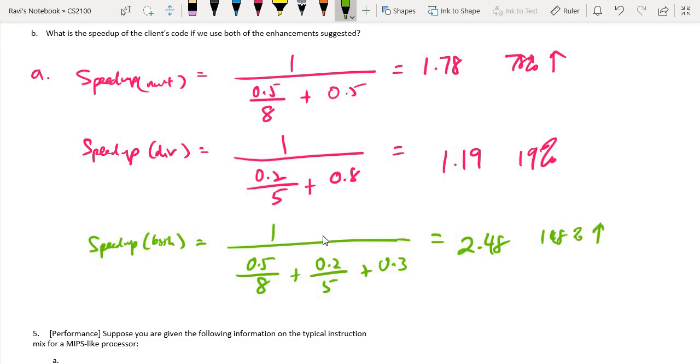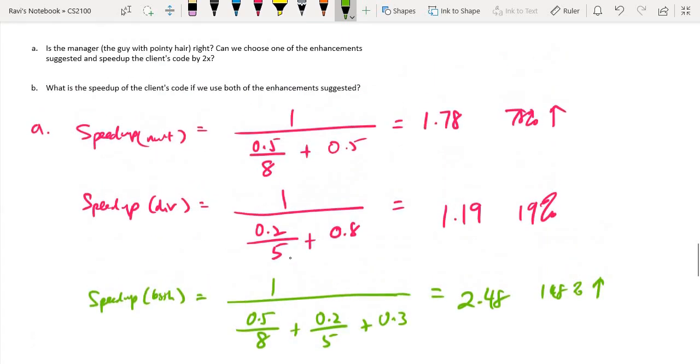Okay, so you can see that implementing both the multiplication and division improvements gives me an improvement of more than double. Just one of them alone does not give me the desired improvement of 2 times speed up. So that is your question 4, which is on Amdahl's law and the speed up measurement technique.